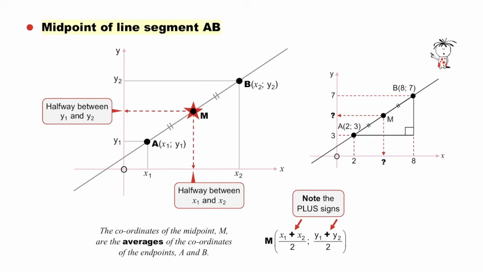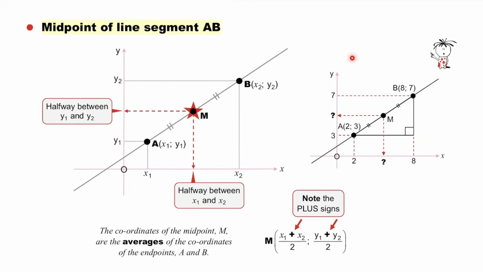The last formula, the midpoint of line segment AB. See points A and B as before, and then midpoint M. The x-coordinate of midpoint M lies halfway between x1 and x2, and the y-coordinate of M lies halfway between y1 and y2.